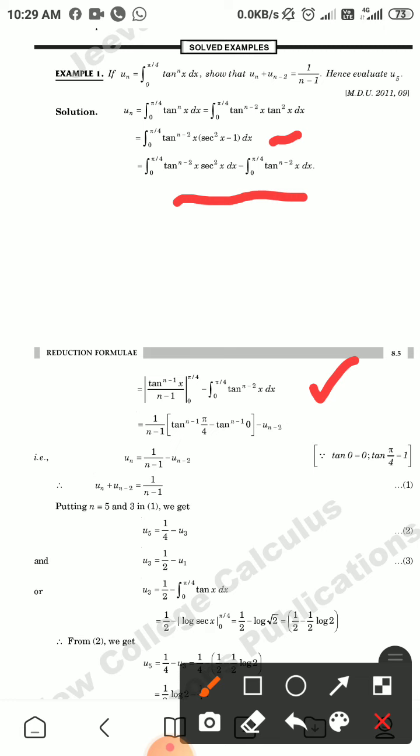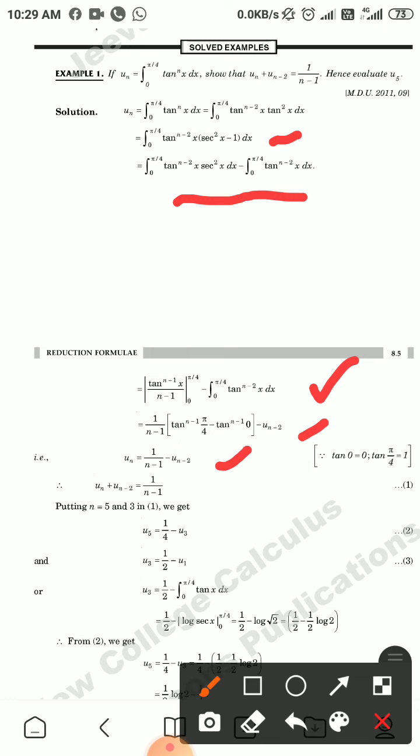And now in the first term, putting the upper limit and lower limit, that is 1 by n minus 1 into tangent raised to power n minus 1 pi by 4 minus tangent raised to power n minus 1 0, minus the second term, the second integral is written as Un minus 2. As tangent 0 is 0 and tangent pi by 4 is 1, therefore Un becomes equal to 1 by n minus 1 minus Un minus 2. Therefore Un plus Un minus 2 becomes equal to 1 by n minus 1.